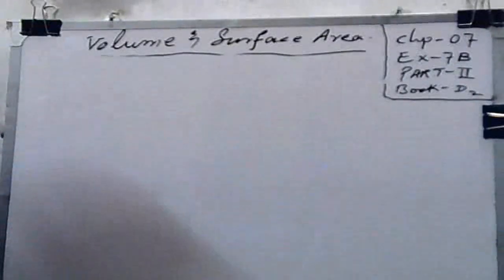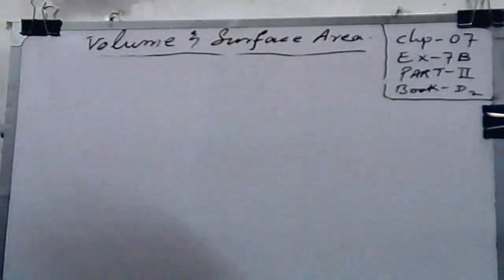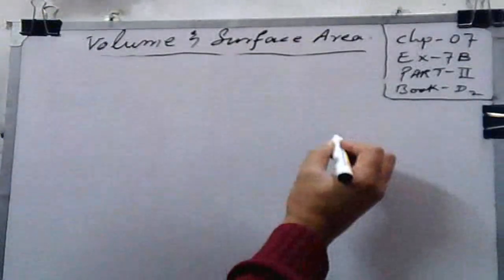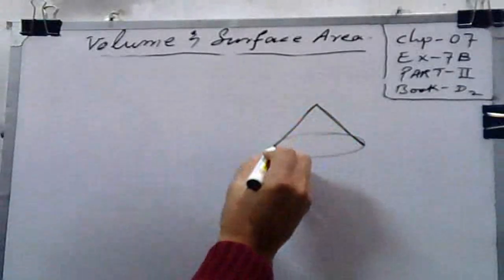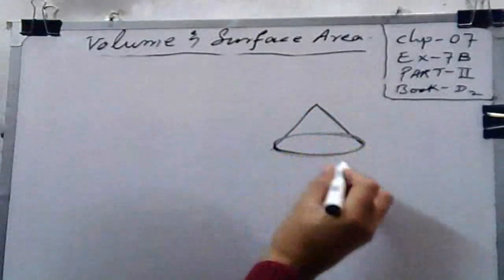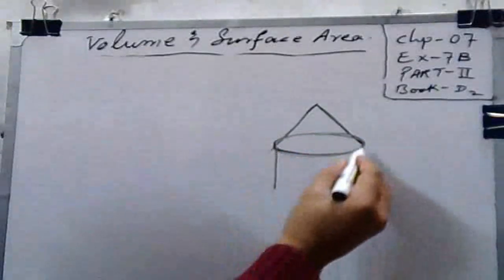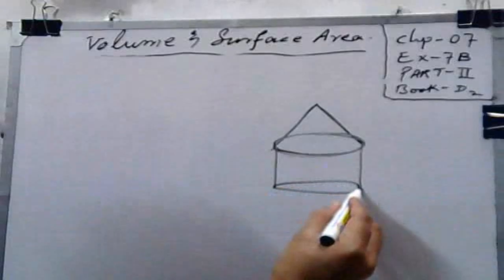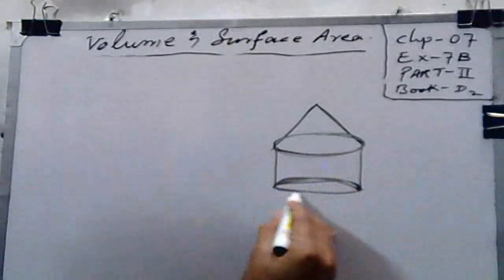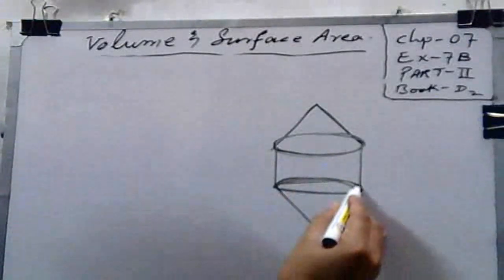Question number 16. In question number 16, calculate the total surface area. You can see the figure in your textbook like this. One cone is given at the upside and one cylinder, and you can see the diagram like this.